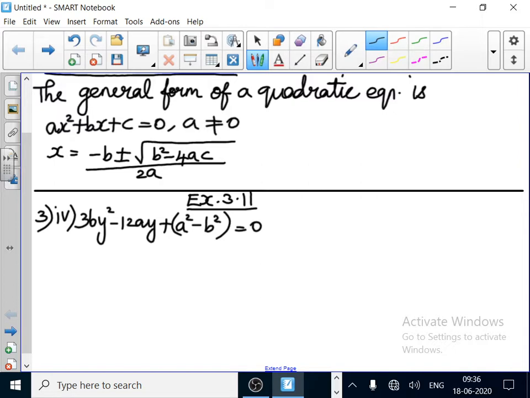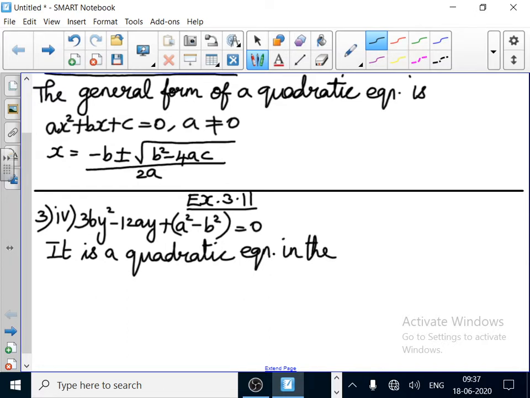If we expand this, we could consider the same equation as a quadratic equation in the variable a, since a squared and a are there. We could take 36y squared and b squared as the constant term. But in the question they give it in the same order, so we can take it as a quadratic equation in the variable y.